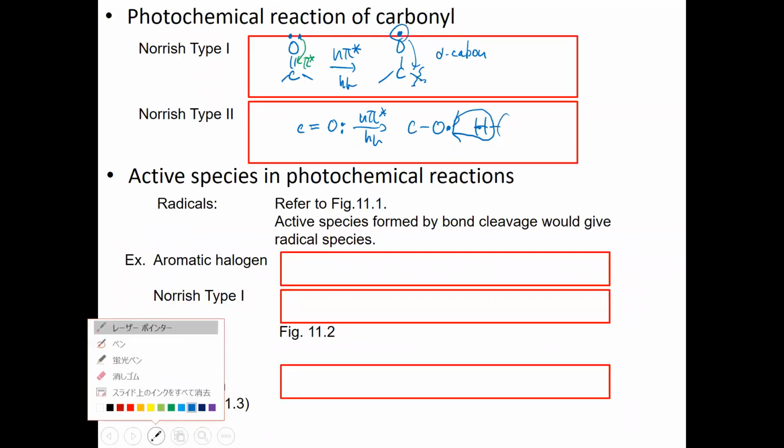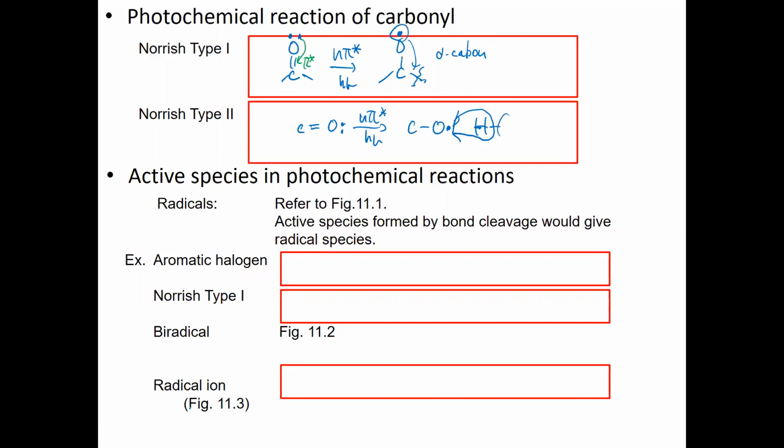Here's the thing about radical species, as I already mentioned: aromatic iodine, right, induces radical species like this. If you have an alkyl chain, you can make an aromatic compound too.